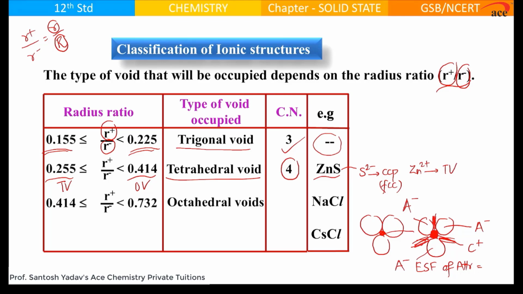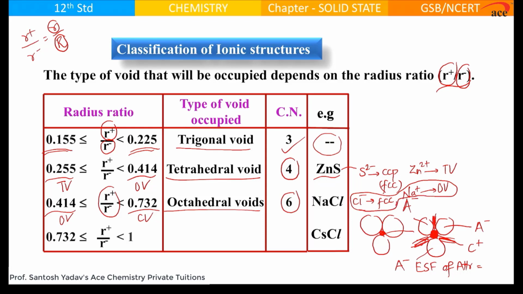If you have radius ratio between octahedral void and cubic void, it will remain in octahedral void with coordination number of 6. Example is NaCl, where Cl minus makes up lattice points of FCC and Na plus makes up octahedral void, like this.